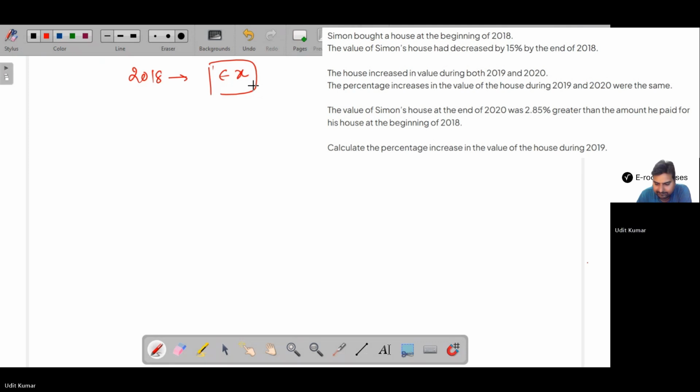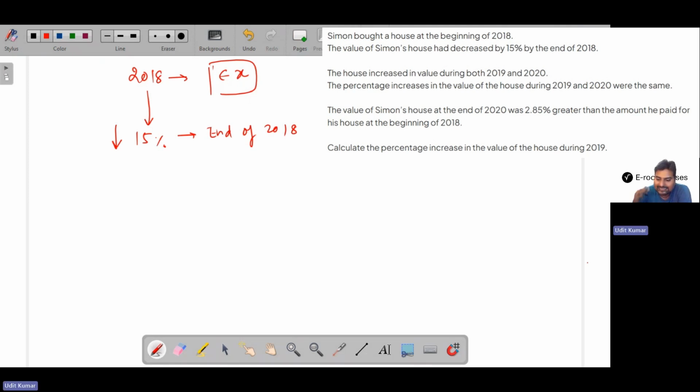And then the value of Simon's house decreased by 15% by the end of 2018. Okay, so by the end of 2018, it is decreased by 15%. This is the end of 2018.